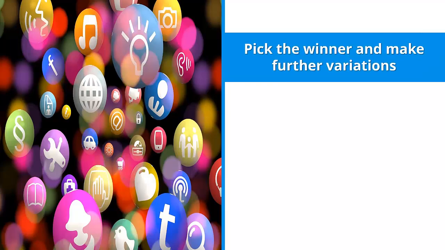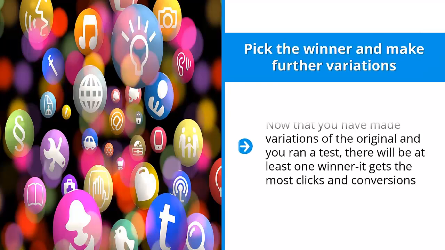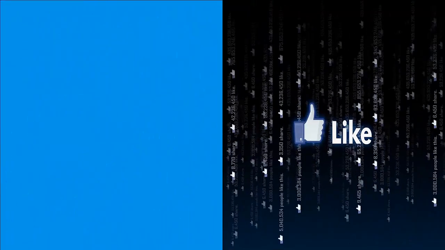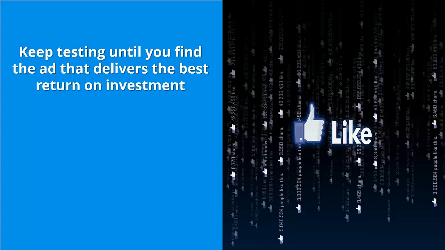Pick the winner and make further variations. Now that you have made variations of the original and you ran a test, there will be at least one winner. It gets the most clicks and conversions. Make variations of it and run the test again. Keep testing until you find the ad that delivers the best return on investment.